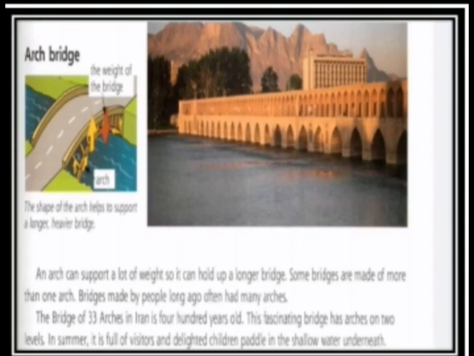And some bridges are made of more than one arch. For example, this bridge in this picture has about 33 arches, and it is in Iran. It is 400 years old.